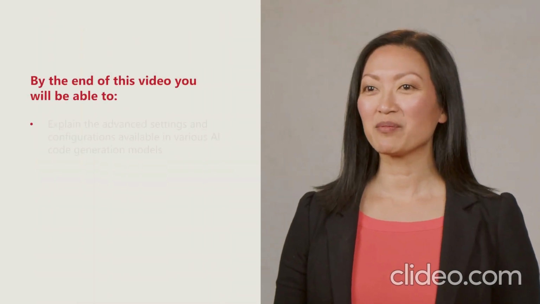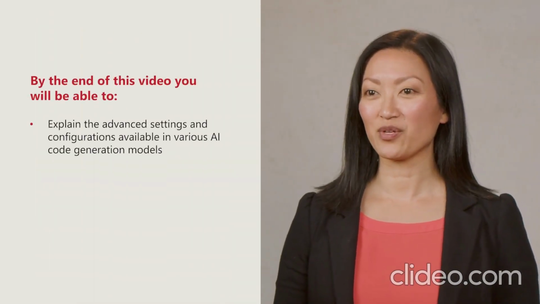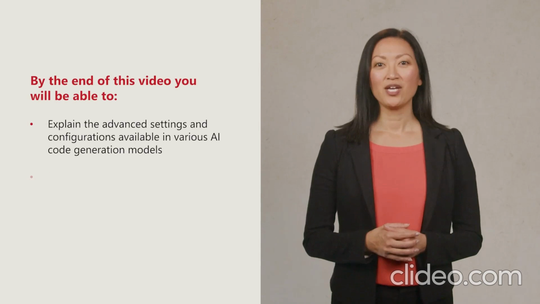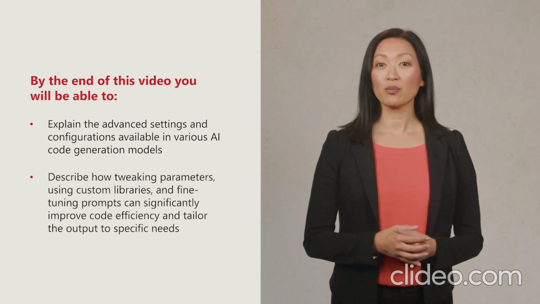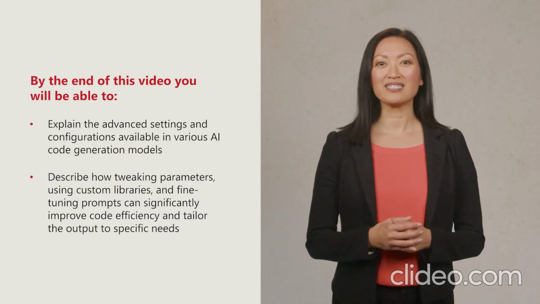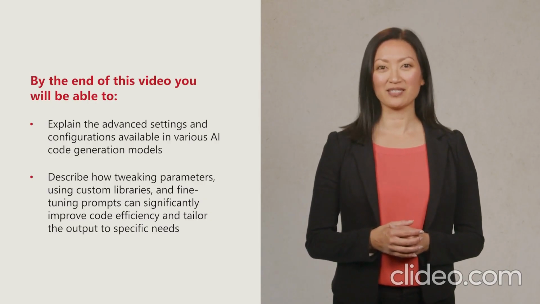When you're working with AI code generation models, it's not just about providing a prompt and getting code back. The real power comes from exploring the settings these models offer. By the end of this video, you will be able to explain the advanced settings and configurations available in various AI code generation models. You'll also be able to describe how tweaking parameters, using custom libraries, and fine-tuning prompts can significantly improve code efficiency and tailor the output to specific needs.